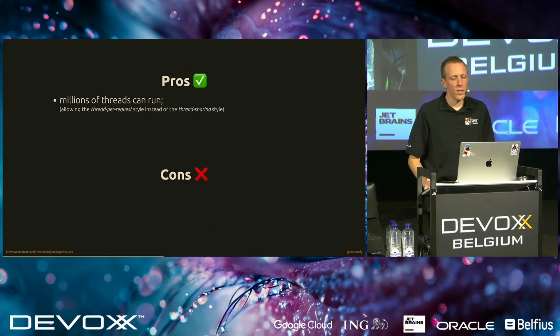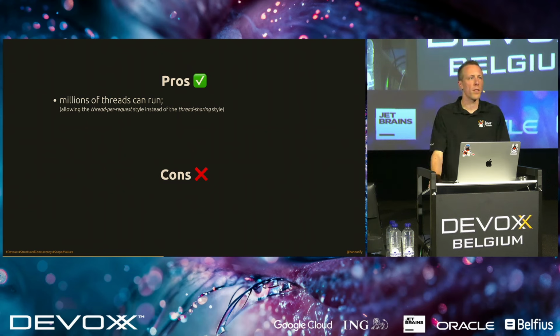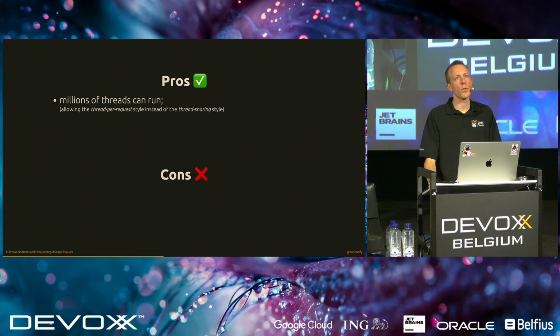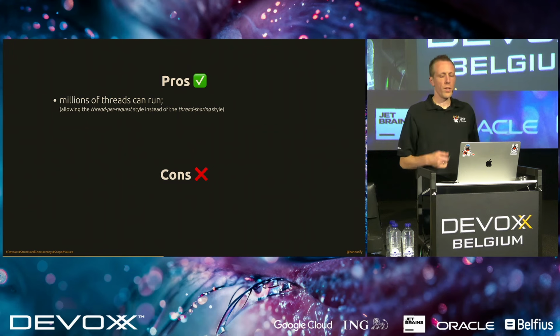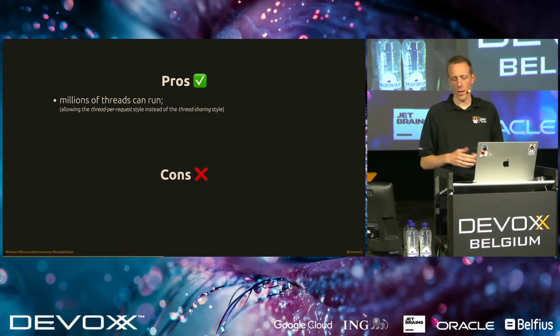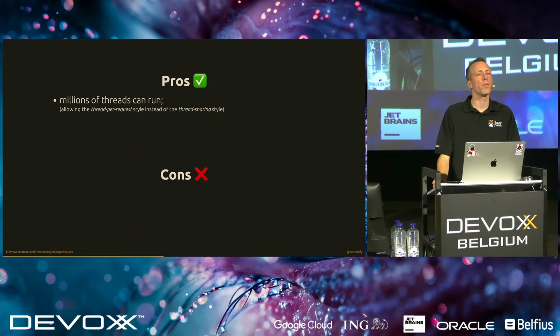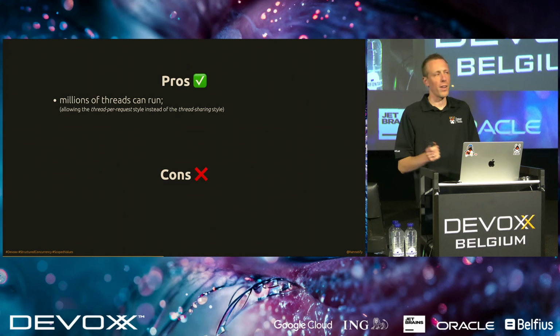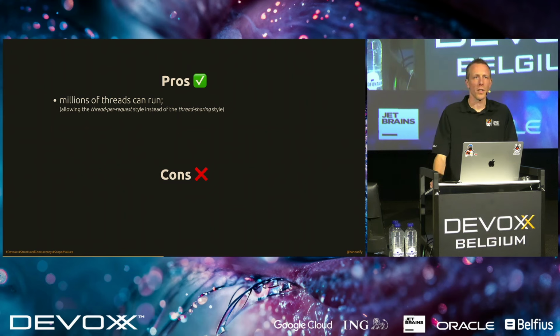So the pros of virtual threads is that millions of threads can run. I've tested this on my MacBook Pro M1. I could create 8,000 classic threads and almost 950,000 virtual threads, same configuration. So that's a big difference. And the reason is that a classic thread, a platform thread, always has to have its own stack. And by default, Java assigns 1 megabyte of memory for the stack. So that probably meant that I had 8 gigabytes of memory assigned to my Java process when I did this test.